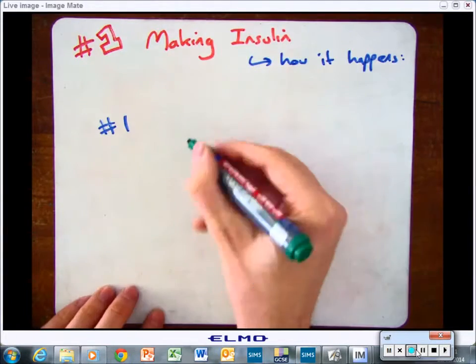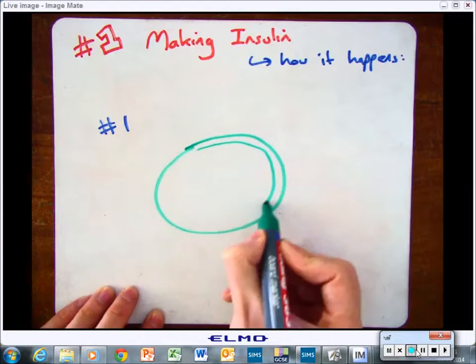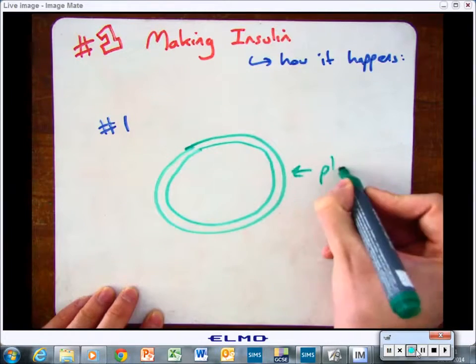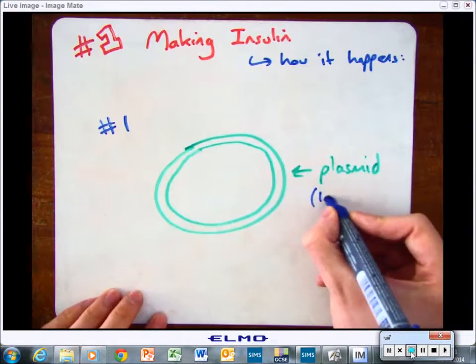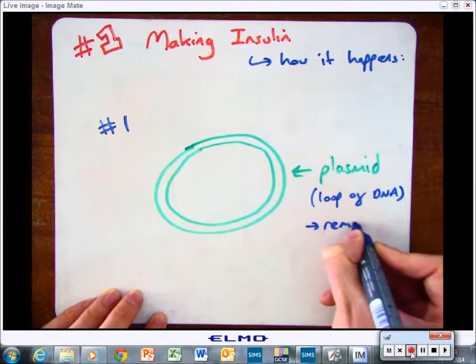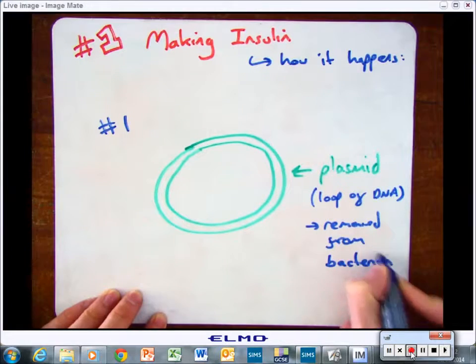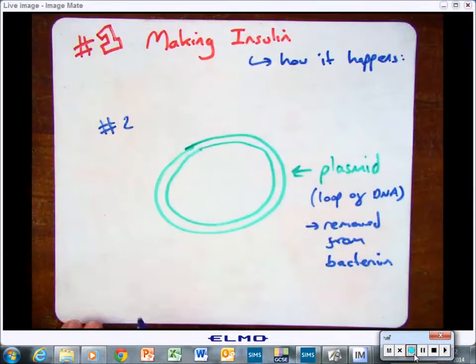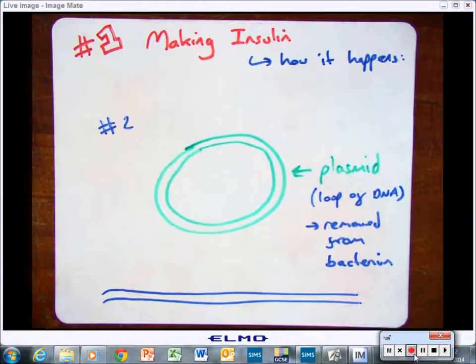Now this is something you've done before, but you need to know it in a little bit more detail. The first step is to remove a plasmid from bacterium. Now that plasmid is a loop of DNA you should be able to recall. As soon as that's been done, the insulin gene is cut out of the human chromosome using something called a restriction enzyme. Now that restriction enzyme recognises the specific sequence of DNA and decides where it needs to cut.